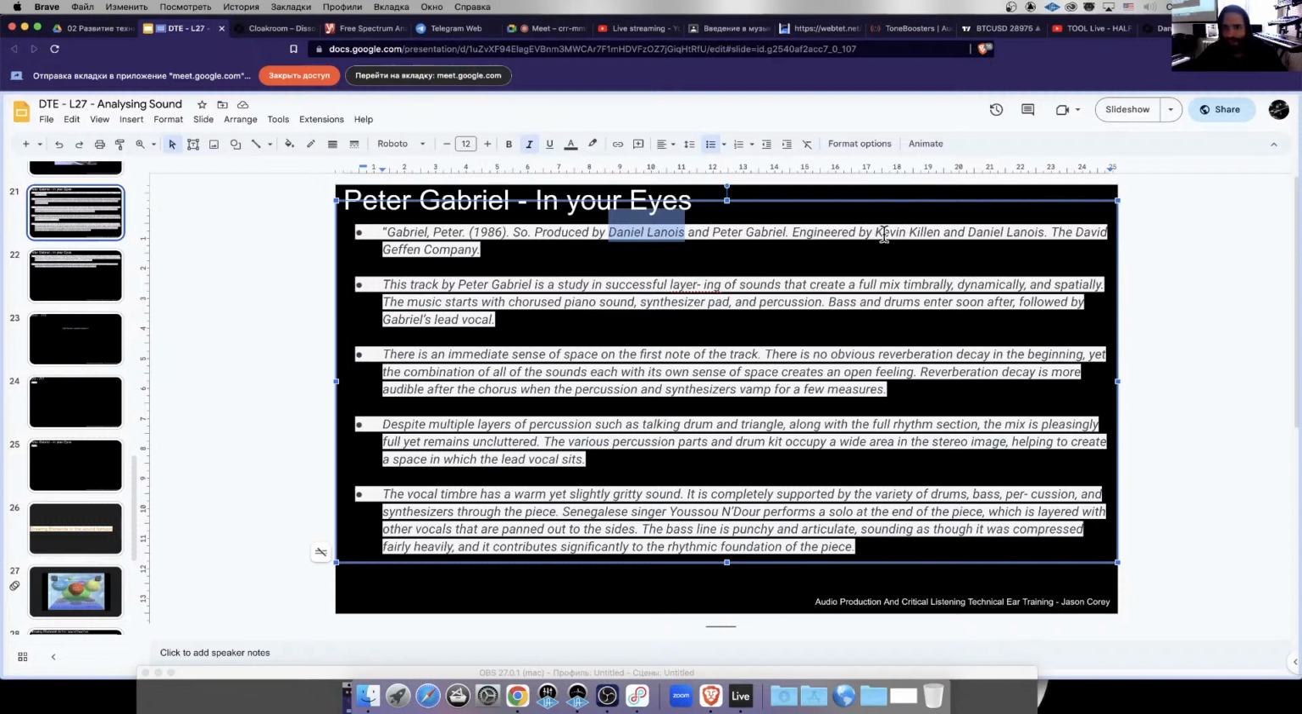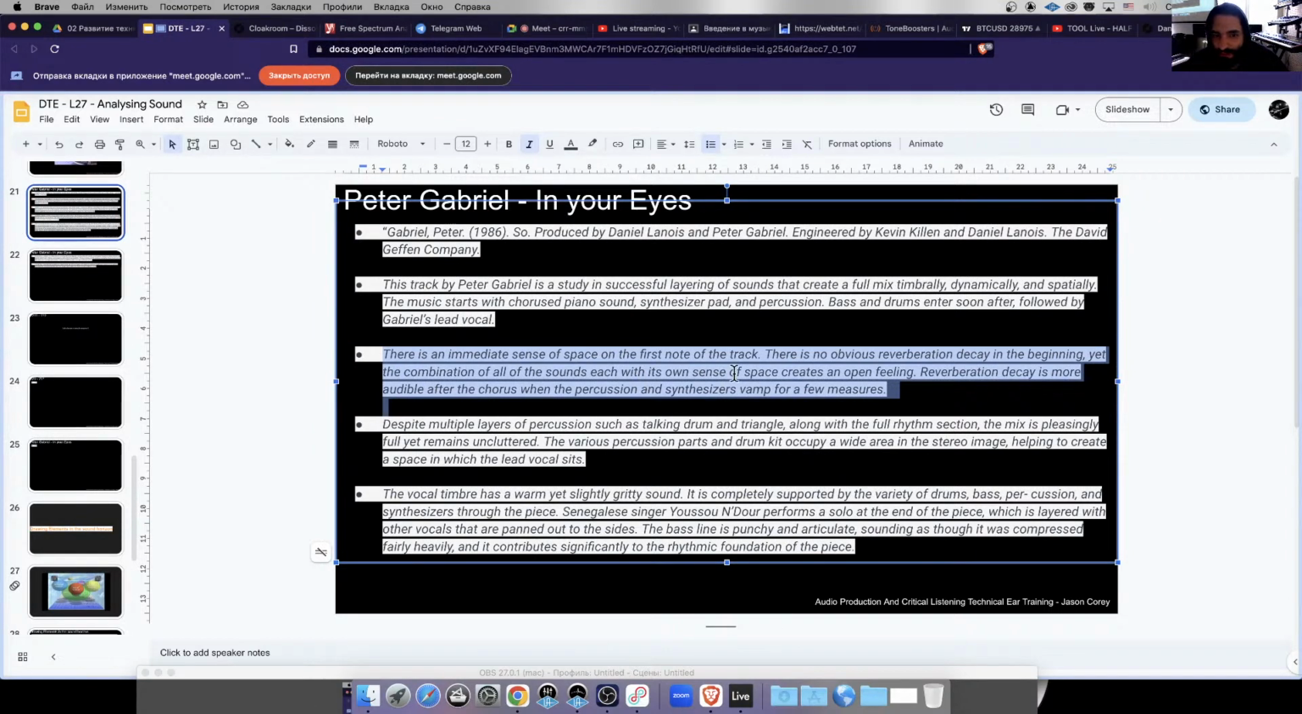And Peter Gabriel, engineered by Kevin Killen and Daniel Lanois, the David Geffen Company. So look at how he analyzes this song. This track by Peter Gabriel is a study in successfully layering sounds that create a full mix timbrally, dynamically, and spatially. The music starts with chorus piano sound, synthesizer pads and percussion, bass and drums enter soon after, followed by Gabriel's lead vocals. This is a quote from the book. Of course, I'm not paraphrasing this.